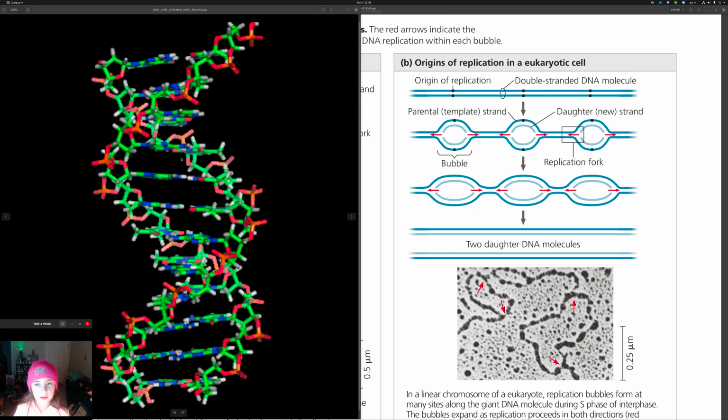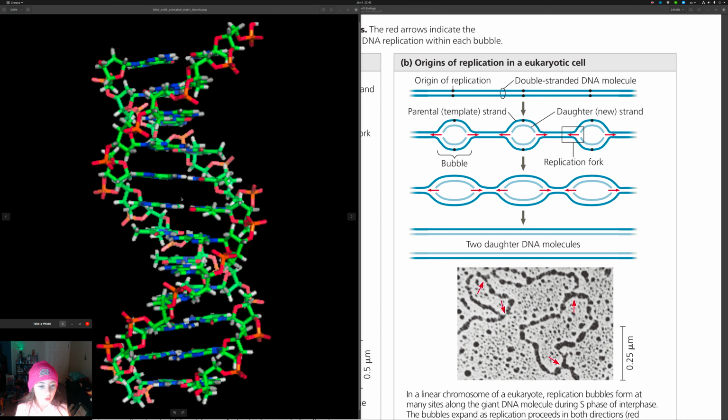And then what would happen is that you could make a bubble here, make a bubble here, and then those bubbles will reach here, and then they'll merge. Two bubbles will always merge. And then we have this parental and the new strand. And then what happens, you have this many sites along this giant molecule.